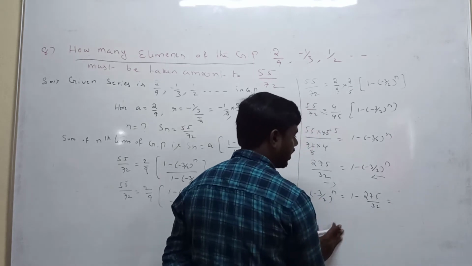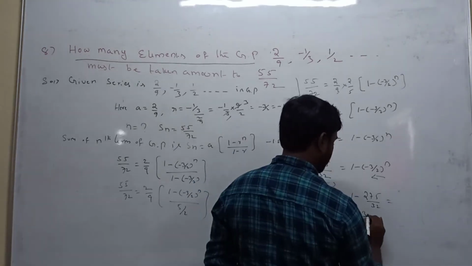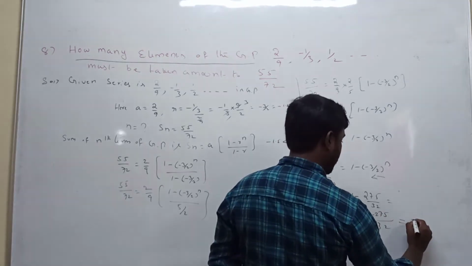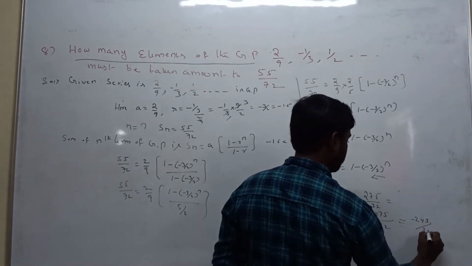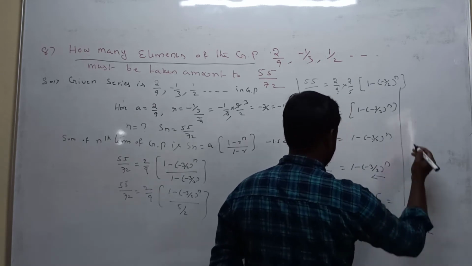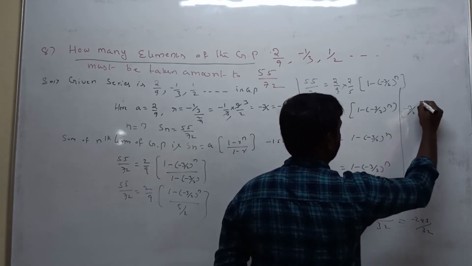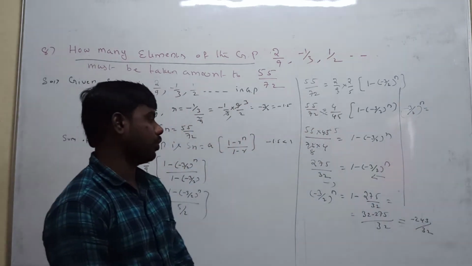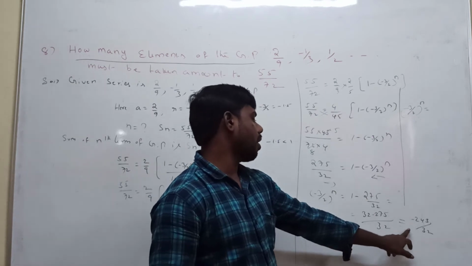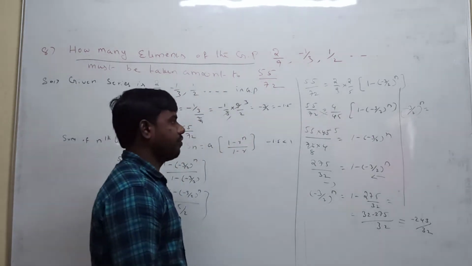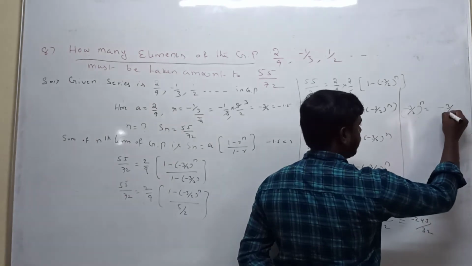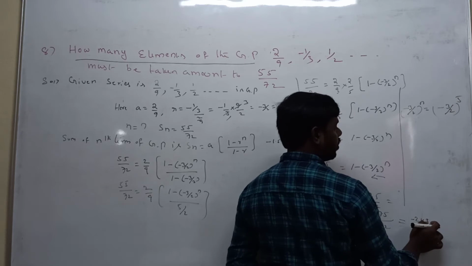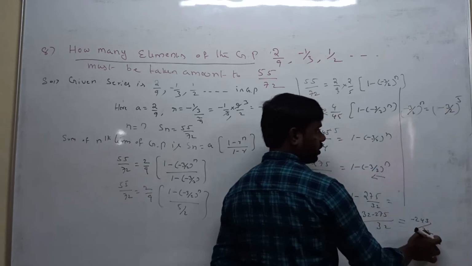After that, we are taking the LCM. 32 minus 275 by 1 is 32 is equal to minus 243 by 32. Minus 3 by 2 all to the power of n is equal to minus 243 by 32. This value we convert in terms of minus 3 by 2 all to the power of n, means minus 3 by 2 all to the power of 5. Minus 3 to the power of value is minus 2, 243 to the power of value is 32.